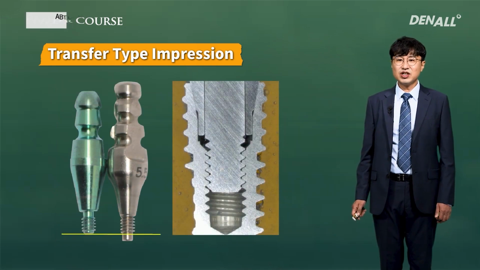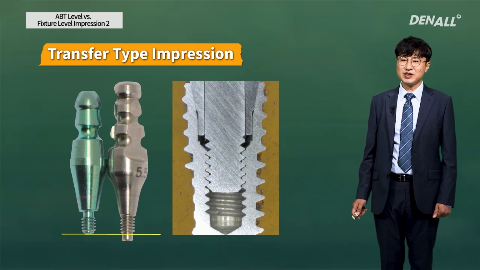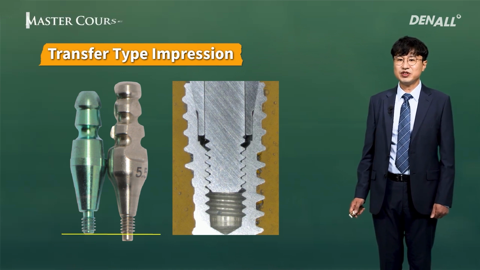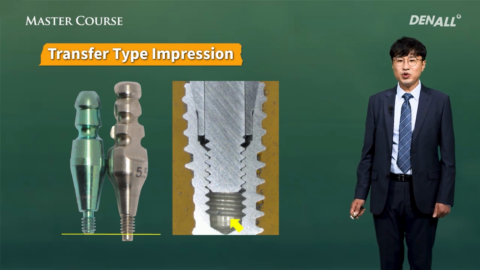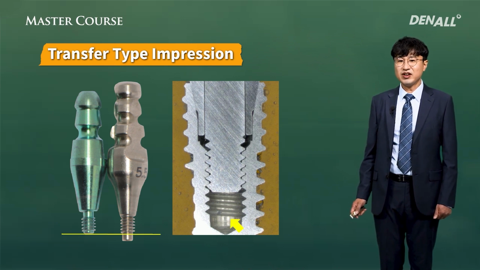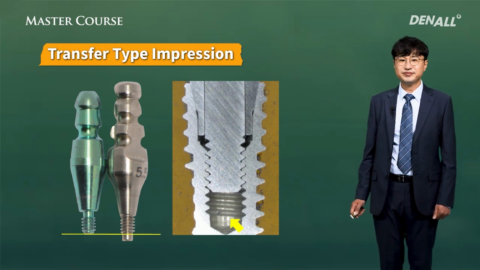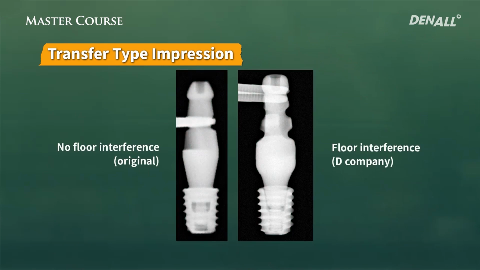Another easy mistake is using internal conical products from other companies. Unlike the originals, other companies' product screws could be longer. And the arrow area needs to stay empty for the correct connection. If the screw is long, however, there could be floor interference. So the original connects correctly, but the D company's products cannot connect in the right way because of the floor interference. Do you see the interference? And also a gap in the ostium connection.